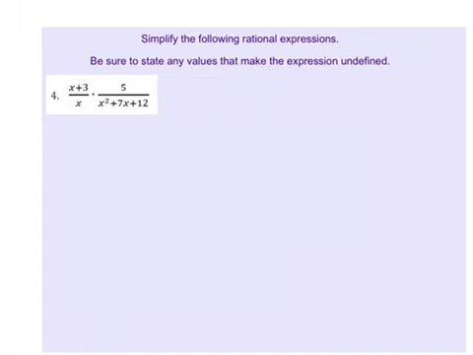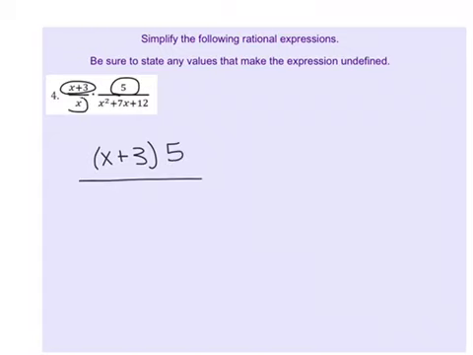Go ahead and look at number 4 now. So we're going to do the same steps. We're going to do the top of the first fraction, x plus 3. Well, there's nothing there that I can simplify, so we're going to leave it as x plus 3. Top of the second fraction is a 5. Nothing I can do there, so we're going to leave it as 5. Bottom of the first fraction is an x. Nothing I can do there, so we're going to leave it as an x.